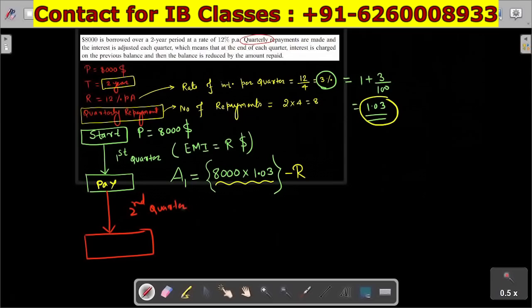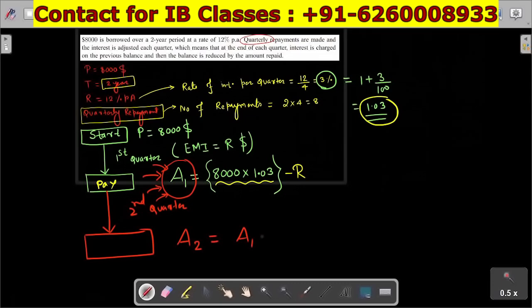See, after the first quarter, this A1 was my total due, right? So what will be the total due after the second quarter? I have to pay interest on this A1 also, because this is my due amount. So what will be the total due?